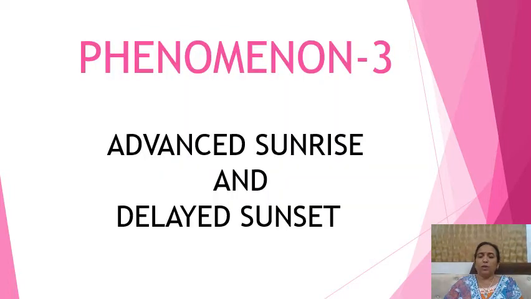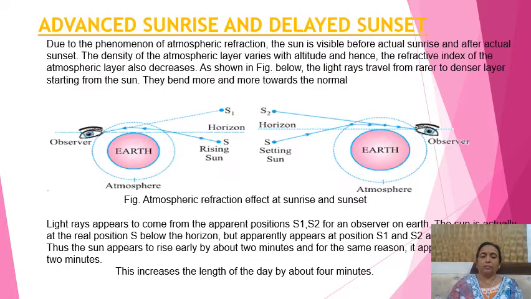The next phenomena that we are going to know about is the advanced sunrise and the delayed sunset. Due to the phenomena of atmospheric refraction, the sun is visible to us before the actual sunrise and after the sunset. The density of the atmospheric layer varies with altitude and hence the refractive index of the atmospheric layer also decreases. And as a result, what happens?